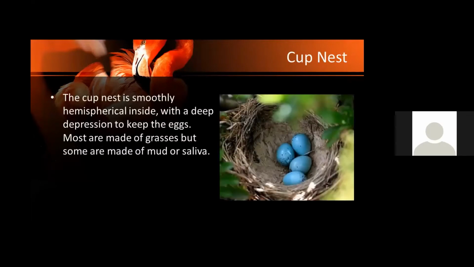Cup nests. This is the most common type of nest. The cup nest is smoothly hemispherical inside, with a deep depression to keep the eggs. Most are made of grasses, but some are made of mud or saliva.